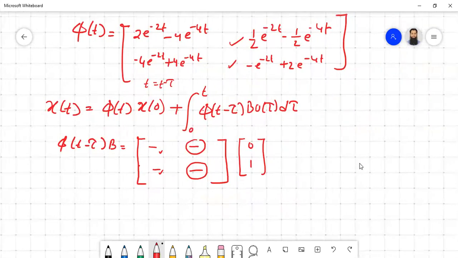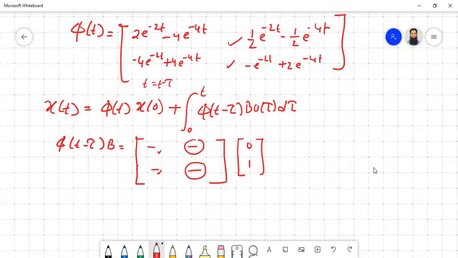So, of course, the delay. Don't forget about the delay. So what we can write here is half e to the power minus 2 (t minus tau) minus half e to the power minus 4 (t minus tau), and minus 2.